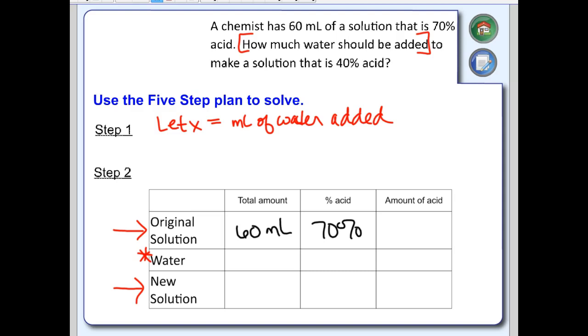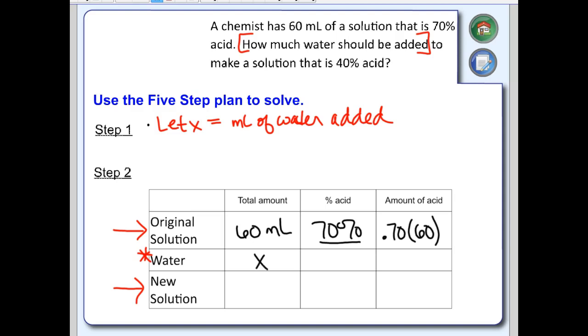Okay, so we know I've got to change my percent to a decimal, so we're going to get 0.70 times 60. Now, total amount of water. Well, that's what I'm trying to find, so that's where my x is going to go.